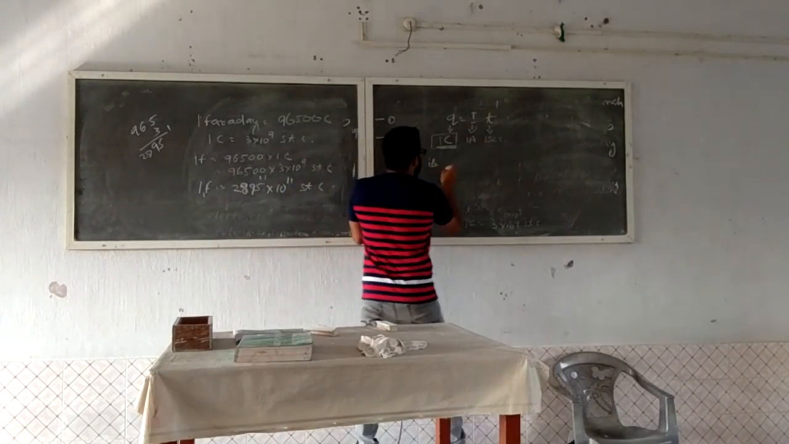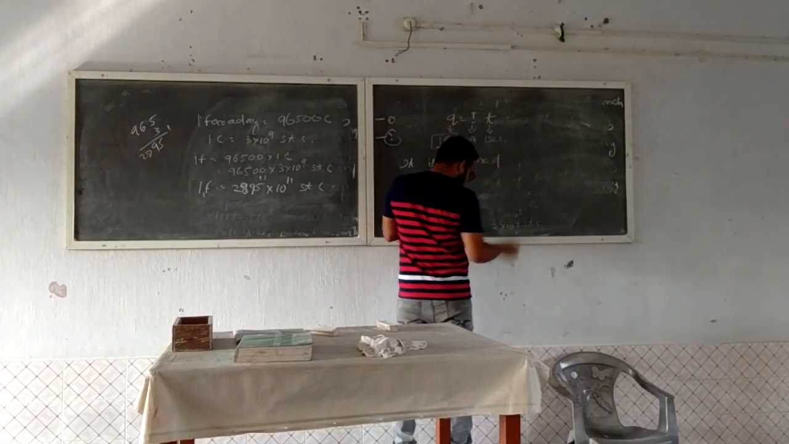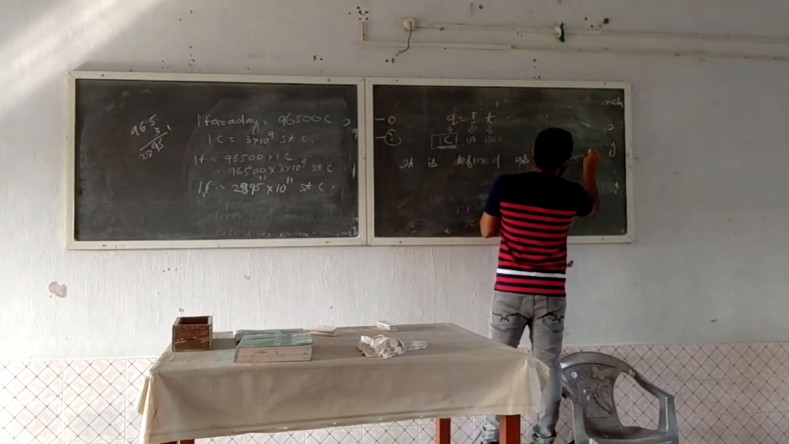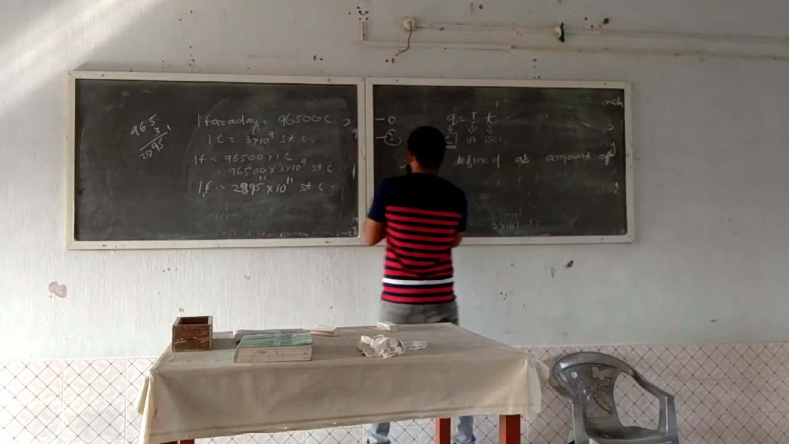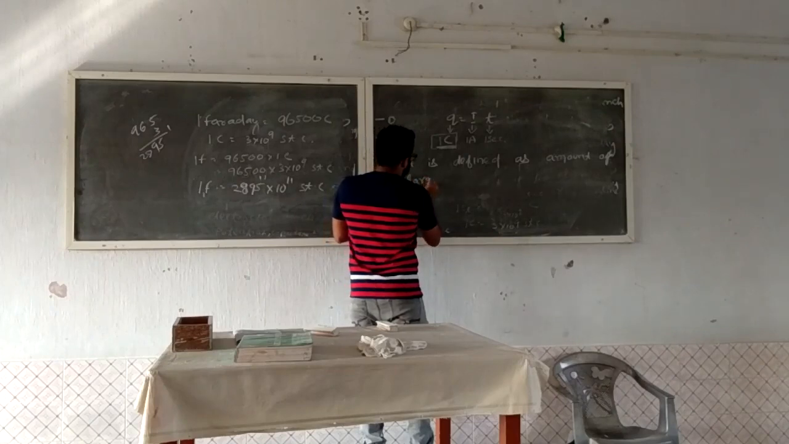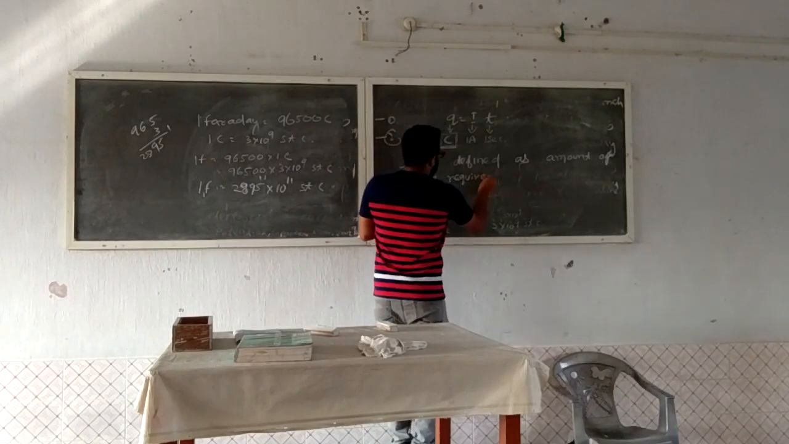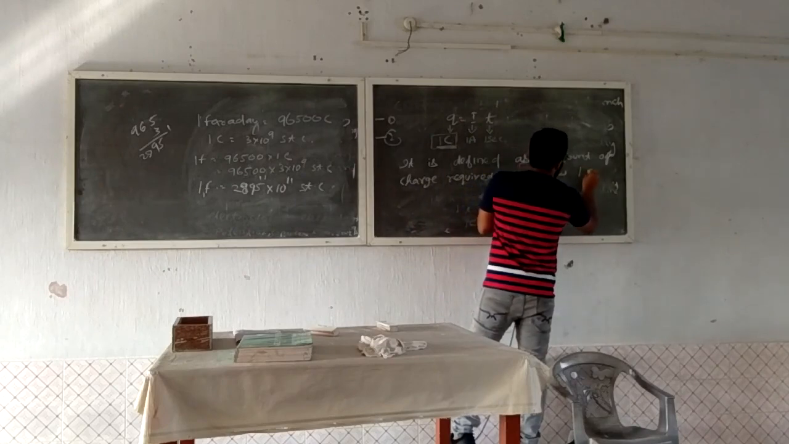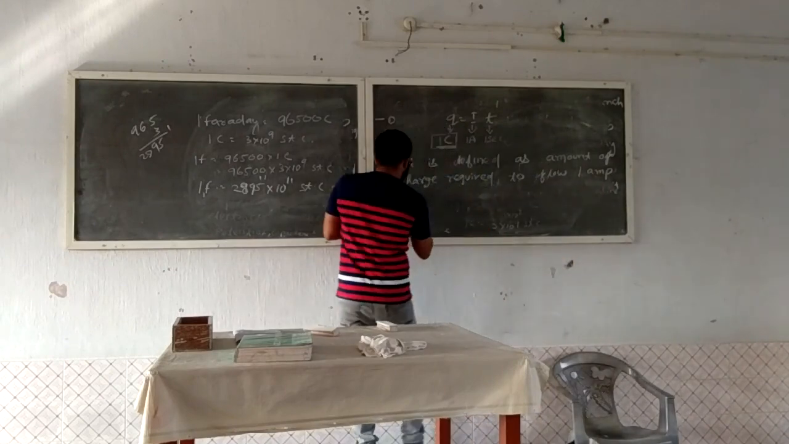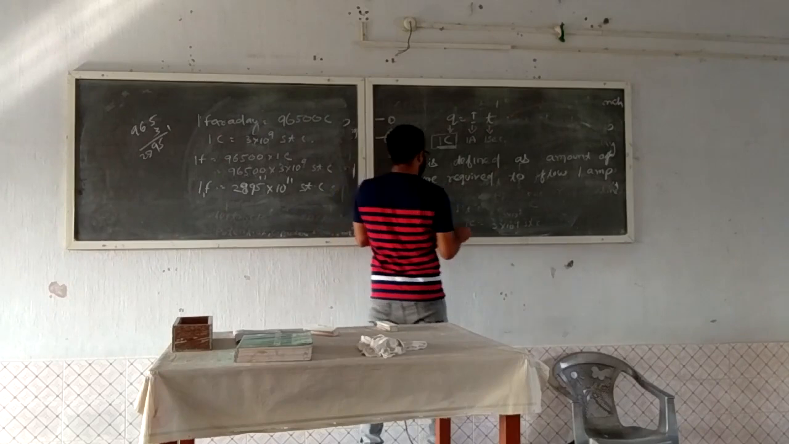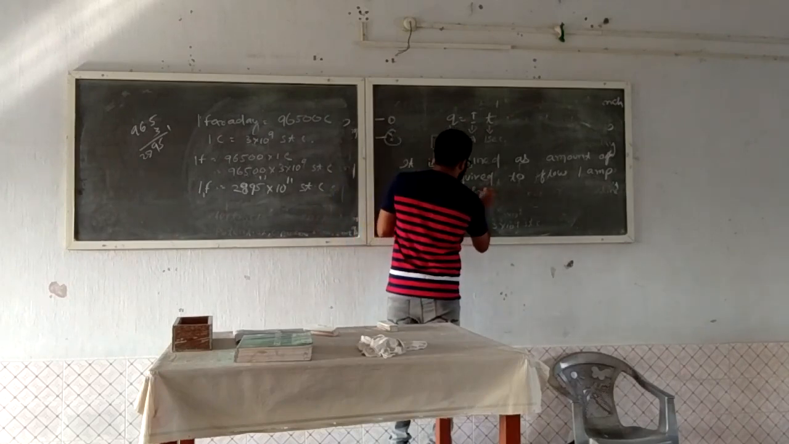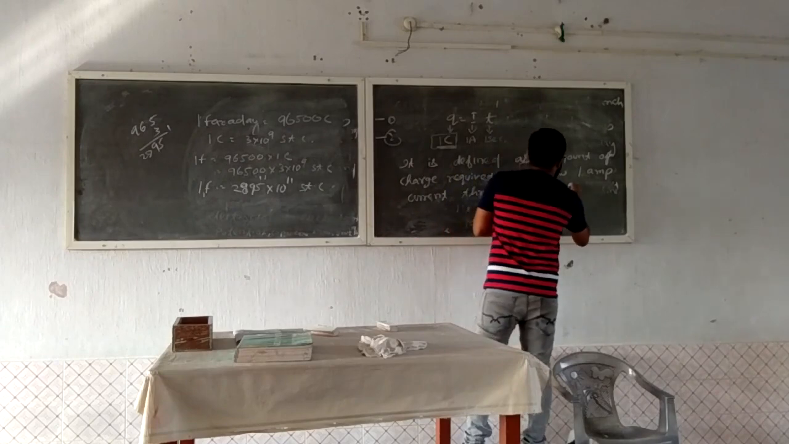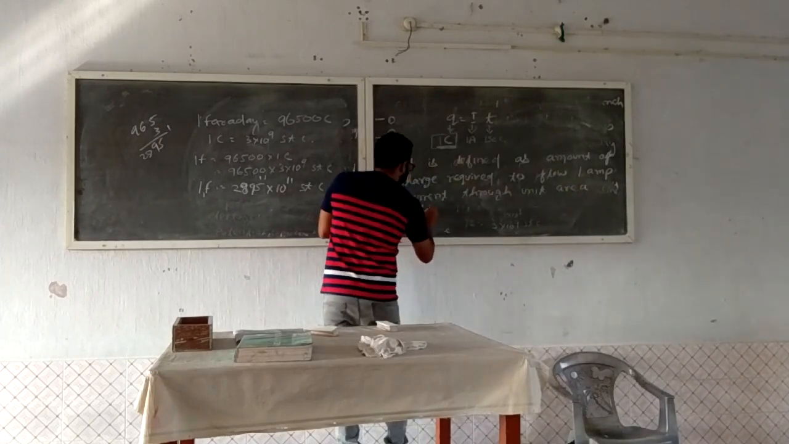Look, it is defined as the amount of charge required to flow 1 ampere current through unit area for 1 second.